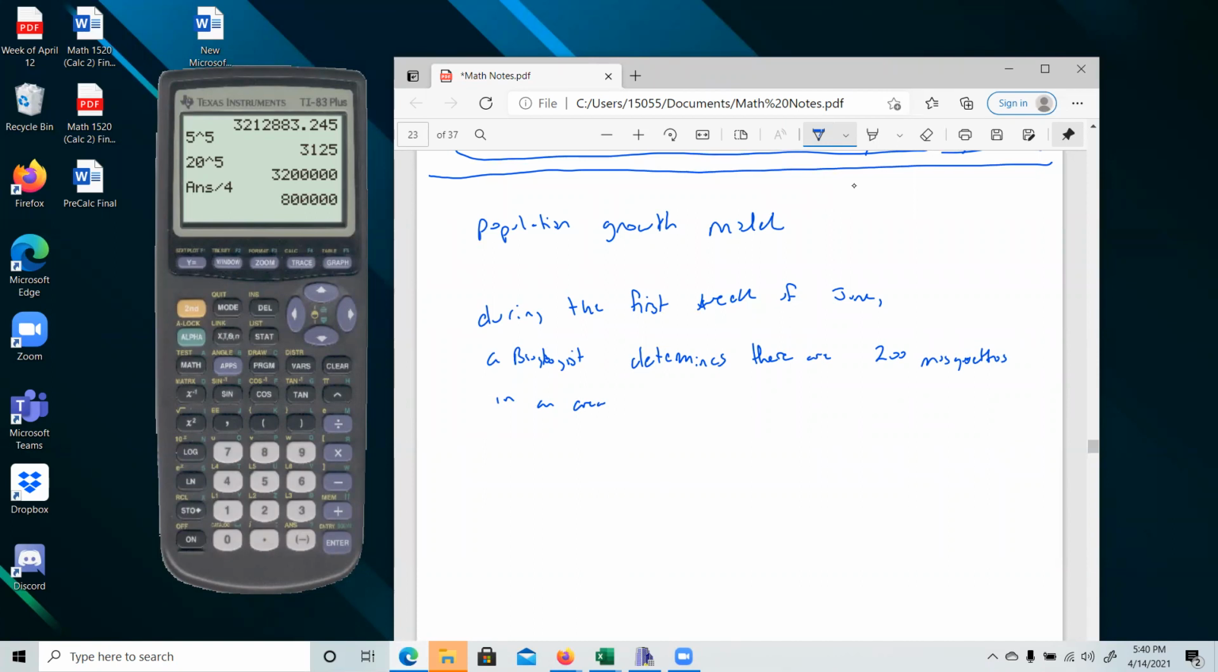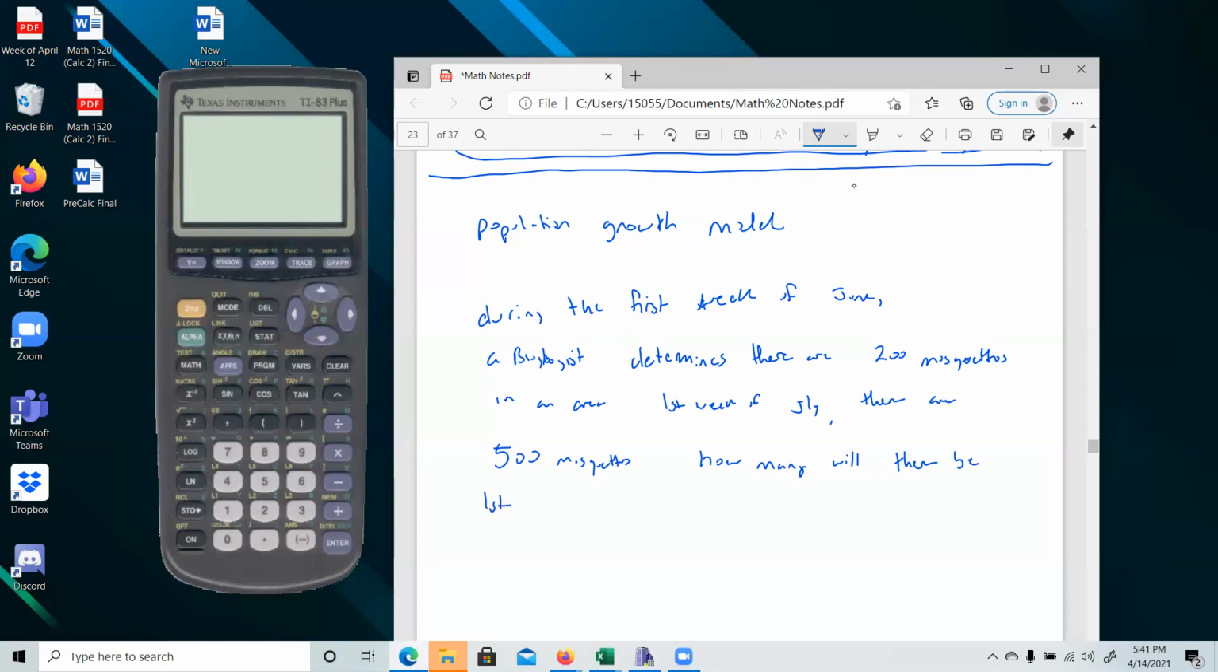And the first week of July, there are, let's go with 500 mosquitoes. How many will there be in the first week of August? All right, so it's 2 months later. Okay, because we're gonna set time in months.